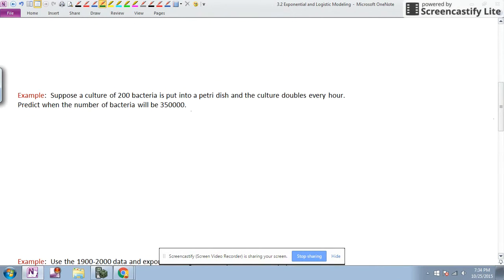You've got 200 bacteria in a petri dish and it doubles every hour. Could you make an equation for that? Well, of course. I'm going to take my general equation: P sub T equals P0 times (1 plus the rate) to the T. Now notice, every hour, so time is now going to be in hours. So we just got to make sure we know that.